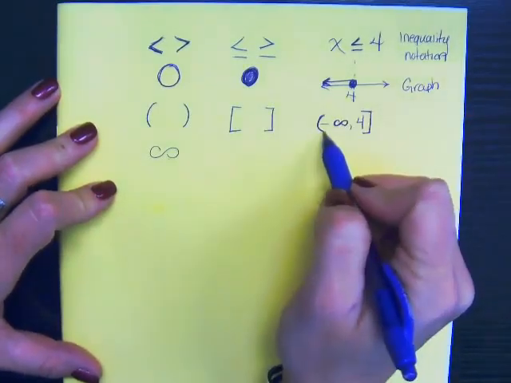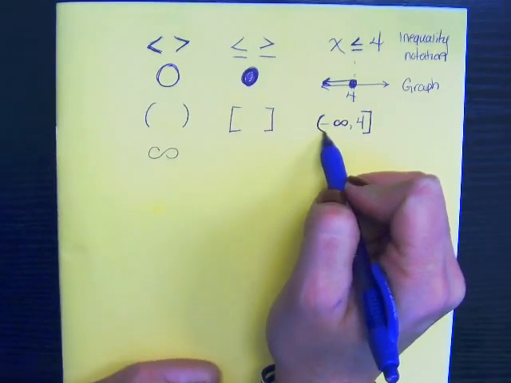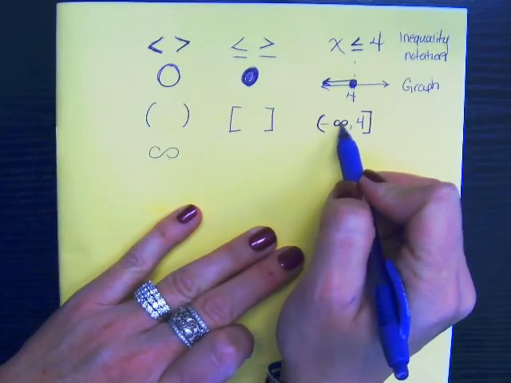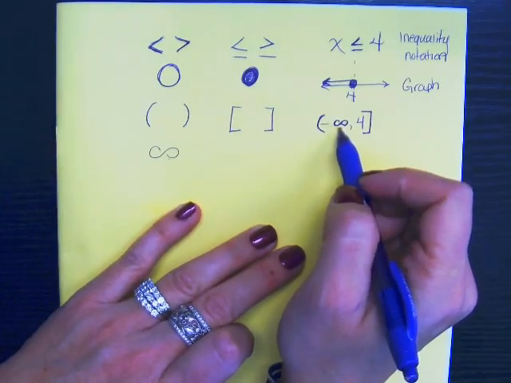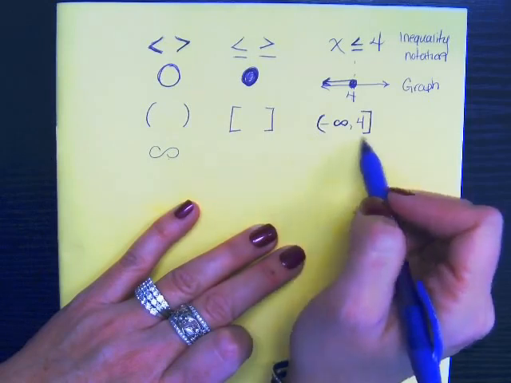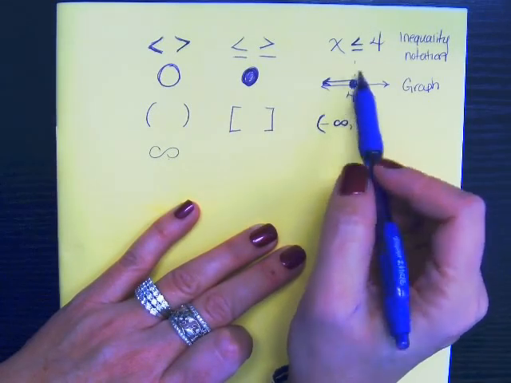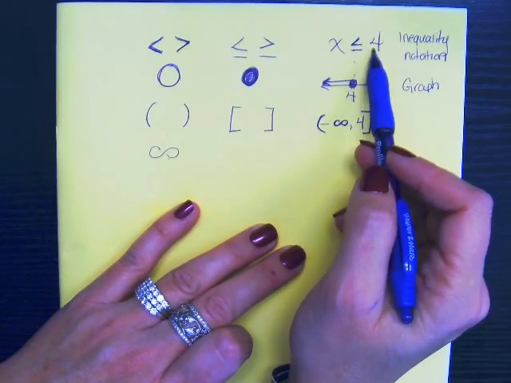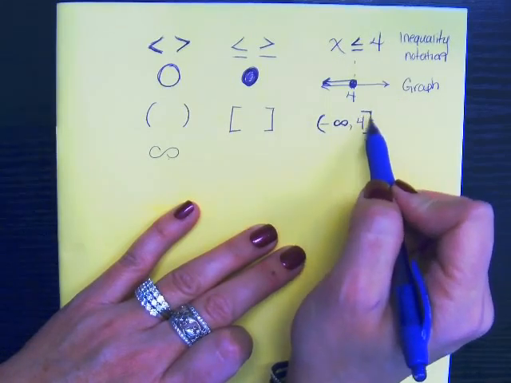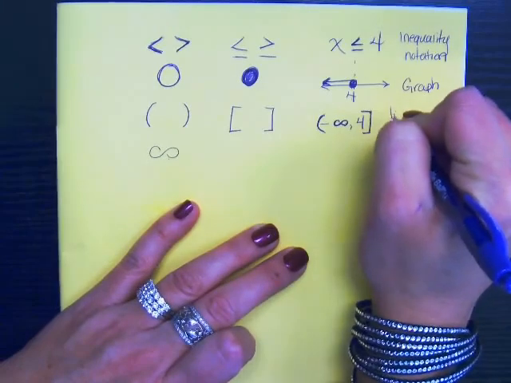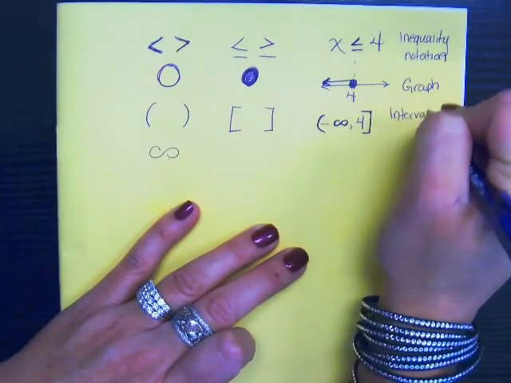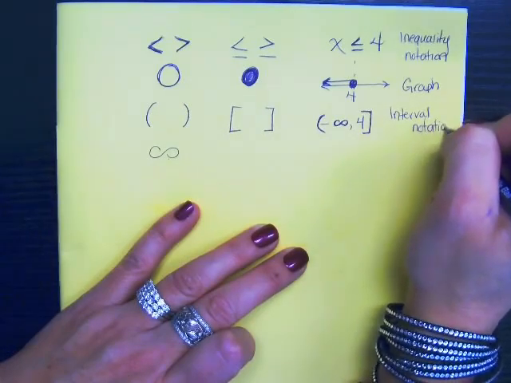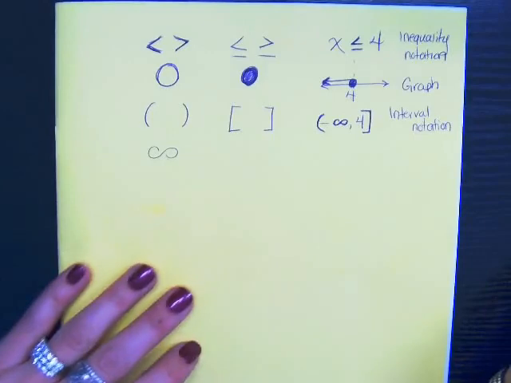The parenthesis implies that the value is not included in the solution. In this case, infinity is not actually a value, so it cannot be included. Whereas 4 has a closed circle, our inequality states that x is less than or equal to 4, which means 4 is included, and that's where we get the bracket from. So this is your interval notation, and it is imperative that you know the difference between the two.